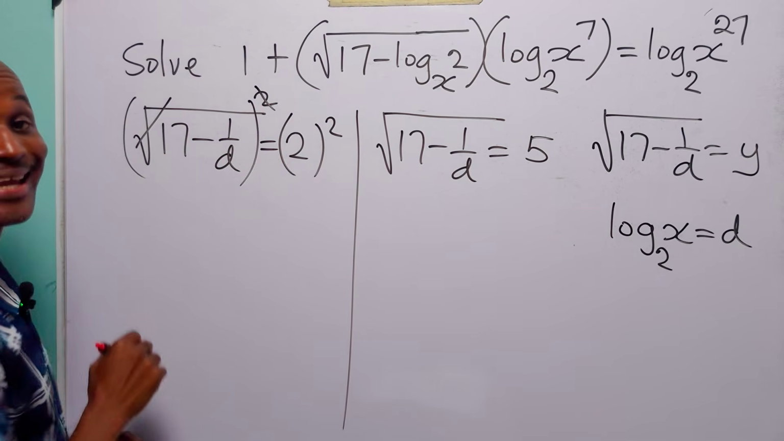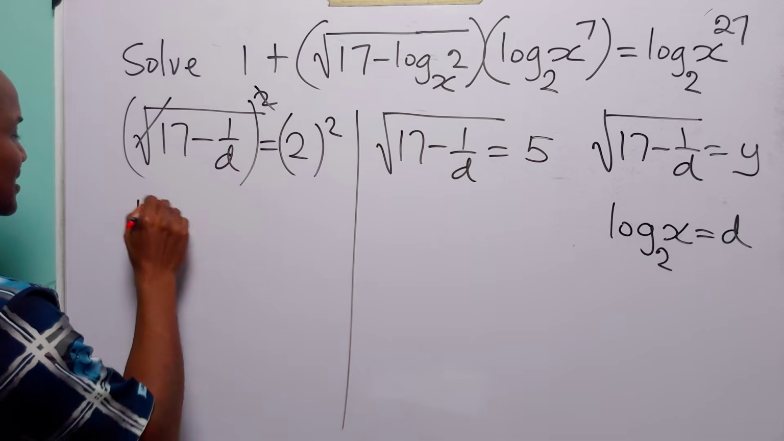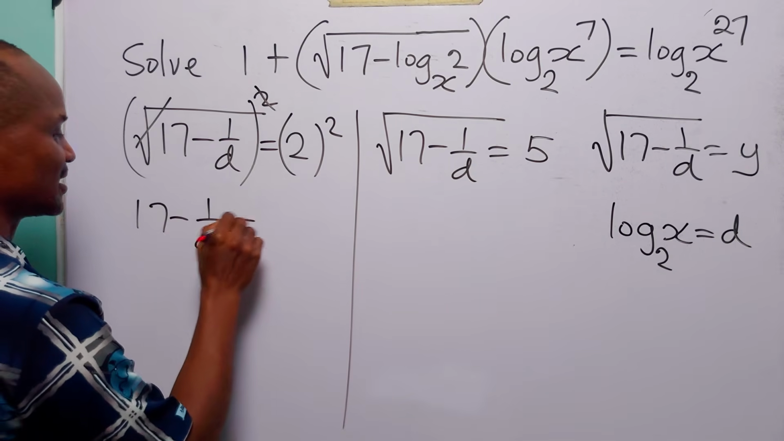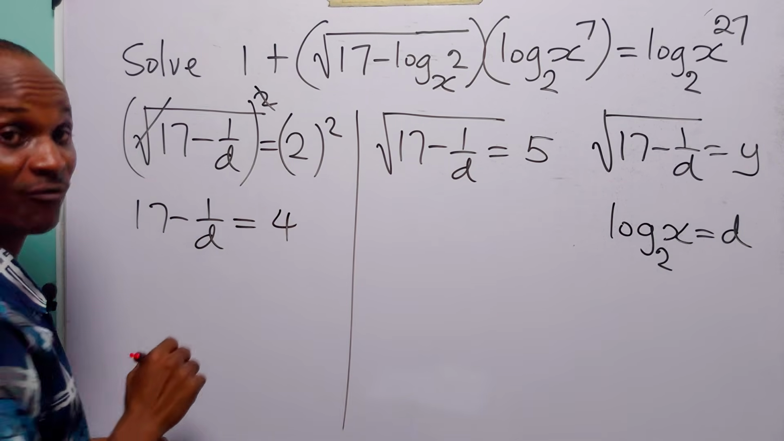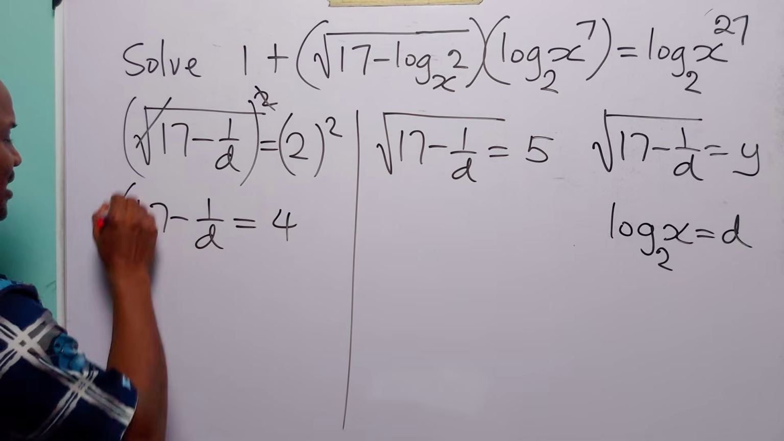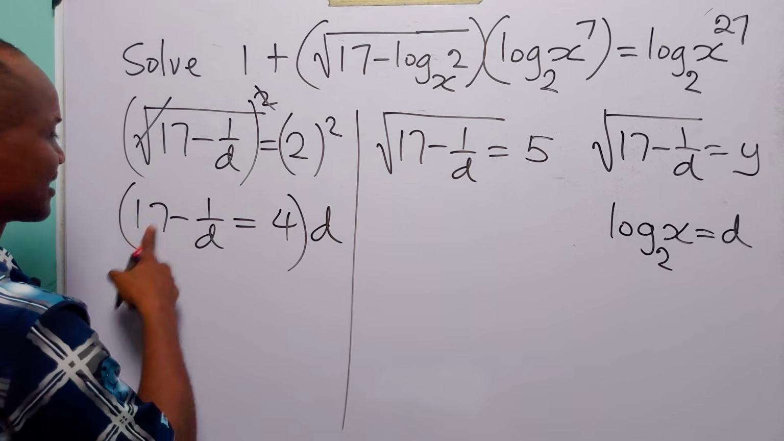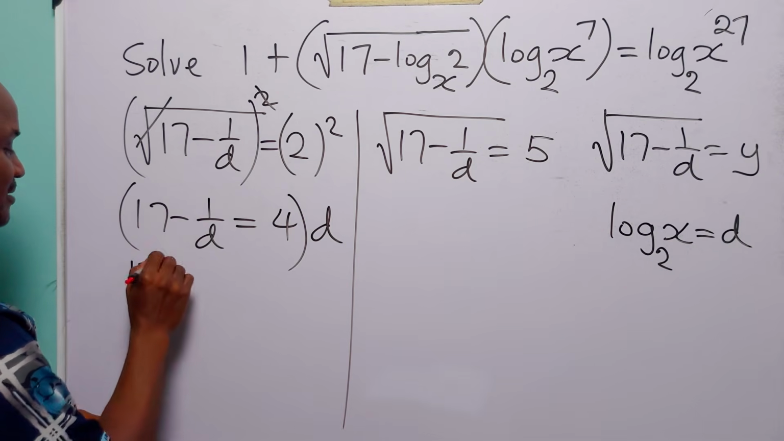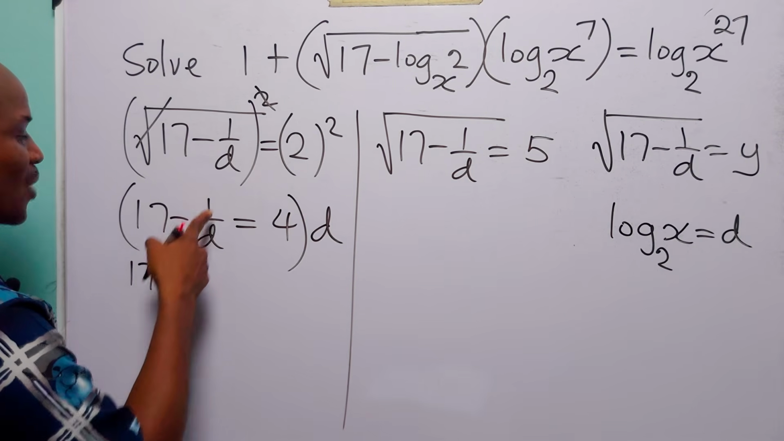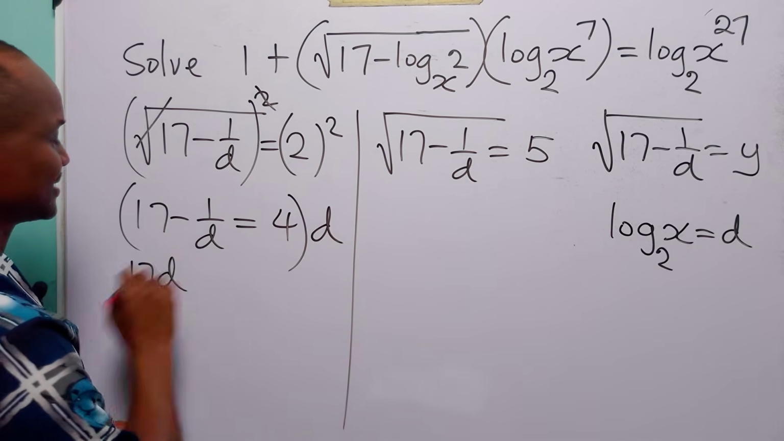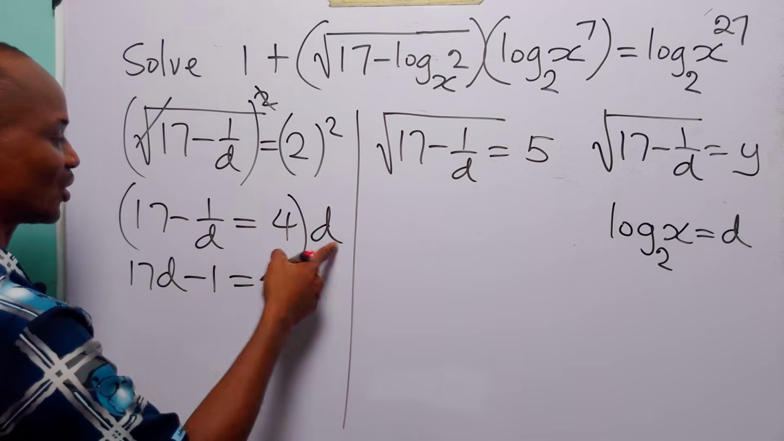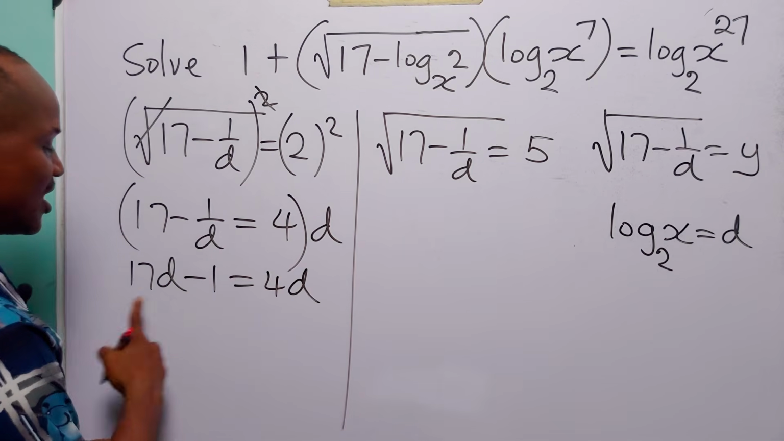This is going to take care of that. And we have that 17 minus 1 over d is equal to 4. Now, to get rid of this fraction, we multiply through this equation by d. 17 times d is 17d. Minus 1 over d times d is minus 1, and 4 times d is 4d.